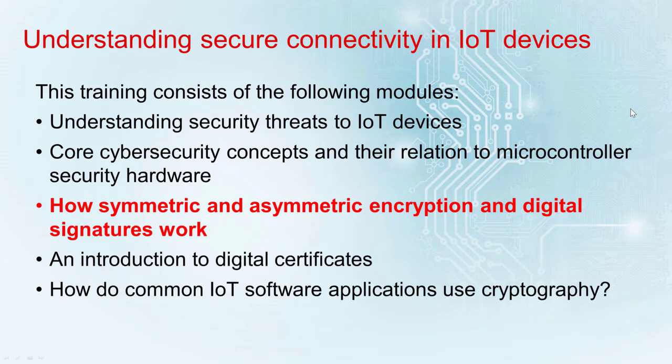I'm presenting a series called Understanding Secure Connectivity in IoT and Embedded Systems Devices. This module is entitled How Symmetric and Asymmetric Encryption and Digital Signatures Work, and we'll focus on explaining symmetric encryption, asymmetric encryption, and then multiple use cases of asymmetric encryption, including key exchange, authentication, and how asymmetric encryption can be combined with secure hashing to create digital signatures.